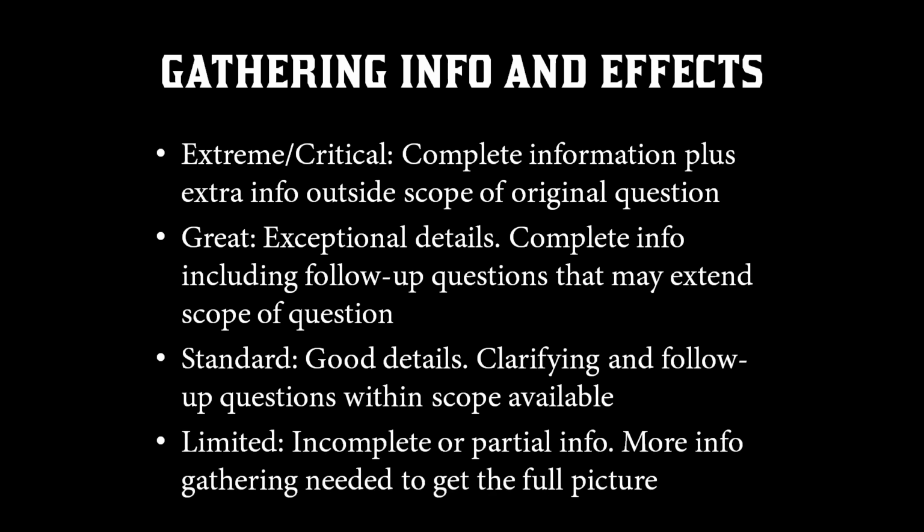Finally, there's limited effect. The players get incomplete or partial information. So more information gathering is needed to get the full picture. In this case, the players learn that the vampire coven is in the Docks district, but they don't know where. So they might need to go to the Docks district and talk to people there. Maybe they even talk to the Red Sashes. And the Red Sashes, if they get a good result talking to them, will tell them that this is where the vampire coven is, and maybe they'll let on that they have a beef with the Red Sashes.